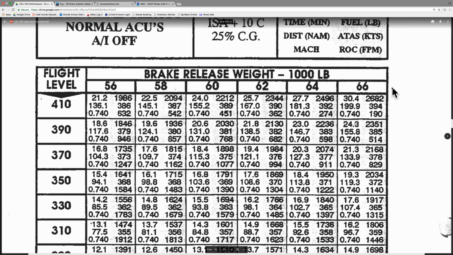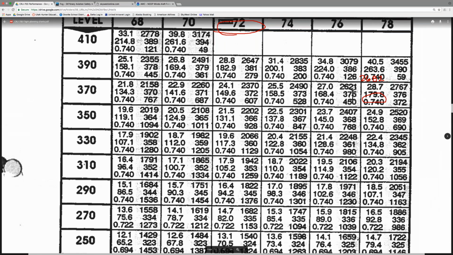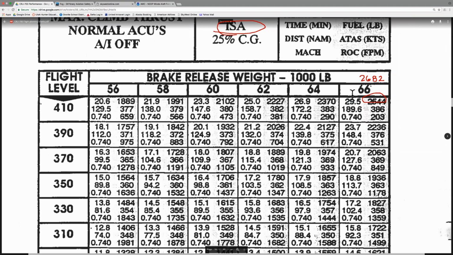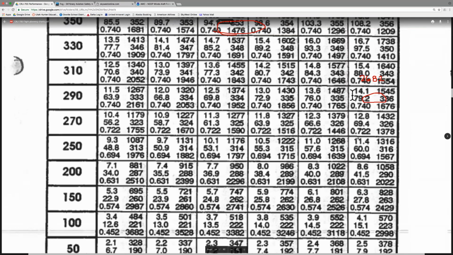Okay. Once again, flight level 410. We're looking at ISA plus 10, and we weigh 66,000 pounds. Our fuel burn is 2682 at a positive 10 degrees. If we mix up those signs when we're doing our ISA calculation, let's see how big of a difference it is when we run our performance.